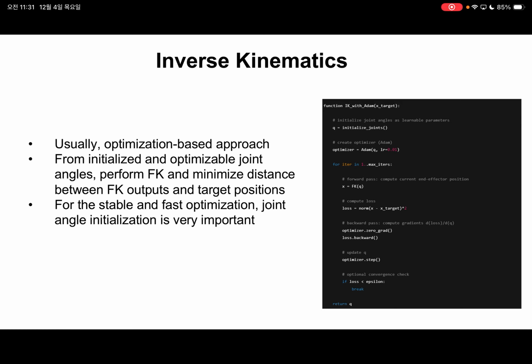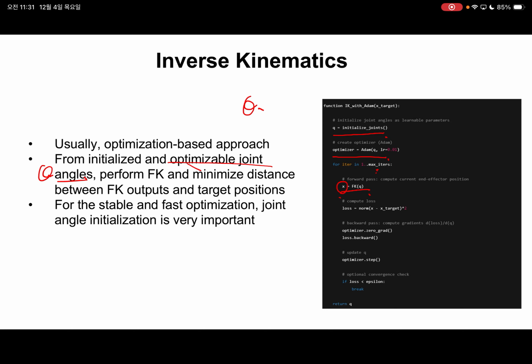It's very similar, just optimization. We first initialize the joint angle, we initialize theta, and then we have an optimizer, and then there's an iteration. We first perform forward kinematics from some initialized theta, and then we have the end effector position, right? X is the output of forward kinematics.